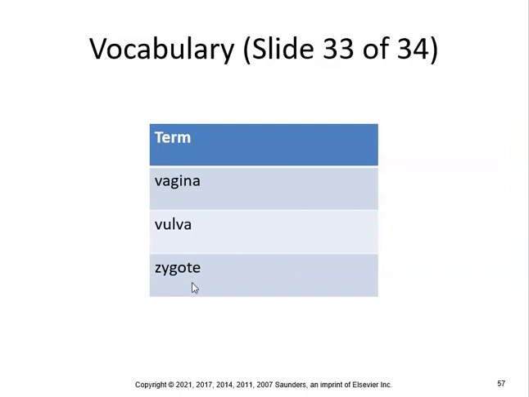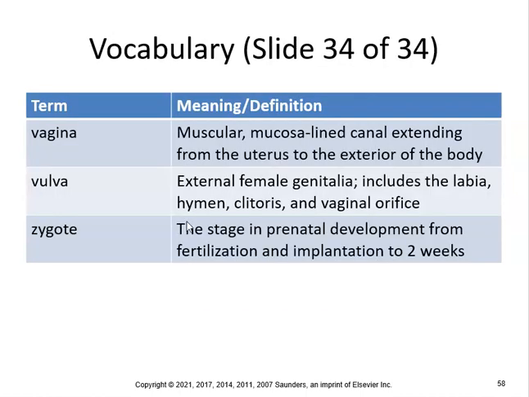Vagina, vulva, and the zygote. The vagina is the muscular mucosa-lined canal extending from the uterus to the exterior of the body. The vulva is the external female genitalia, which includes the labia, hymen, clitoris, and vaginal orifice. And the zygote is the stage in prenatal development from fertilization and implantation to 2 weeks. Then it becomes the embryo.